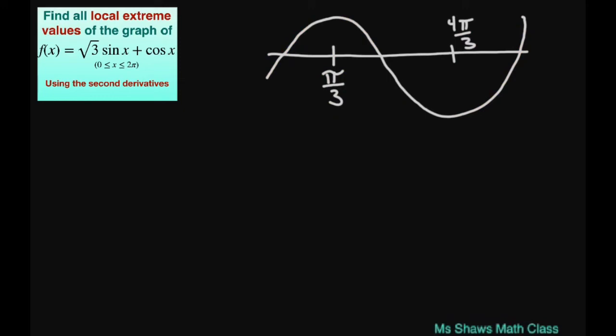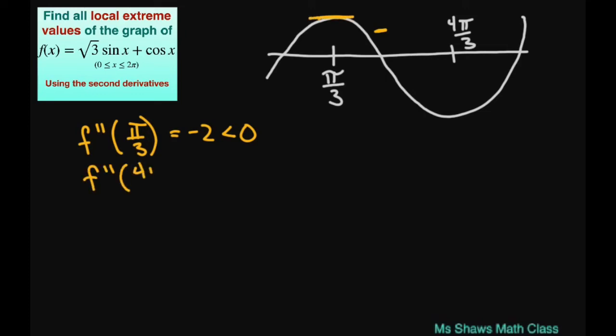Now the graph is kind of drew it here. So remember, f double prime of pi divided by 3 was equal to negative 2, which is negative. So basically that means you have negative here. That means it's a local max. And at f double prime of 4 pi divided by 3, that gave you a positive 2, and that's positive. So that means the graph here is going up. You always look on the right side of this point here.